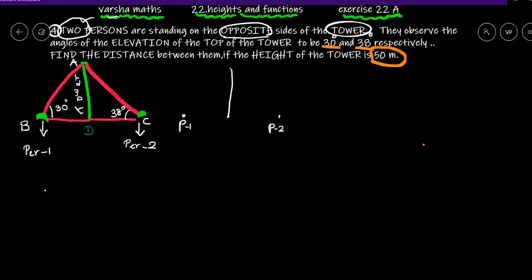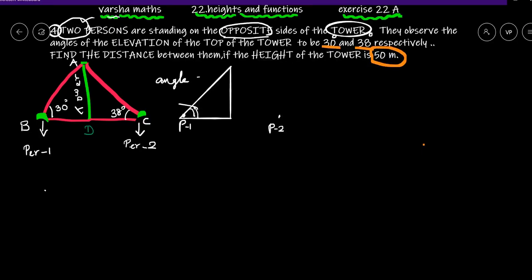They observe an angle of elevation. So what do you mean by angle of elevation? When you look at the upper side, we have an angle here, and that angle is called the angle of elevation. I have told you in my last lesson, so this is the angle of elevation.